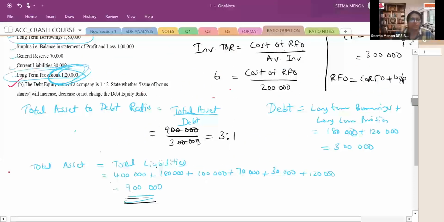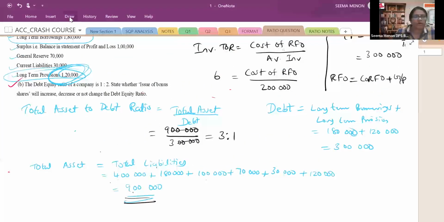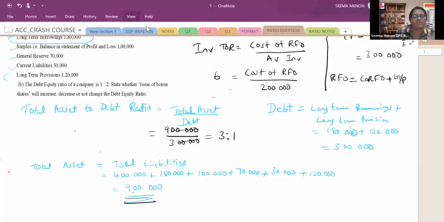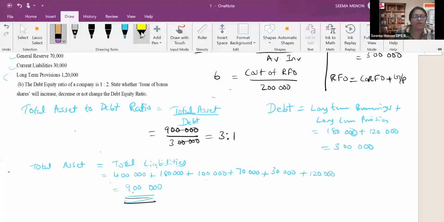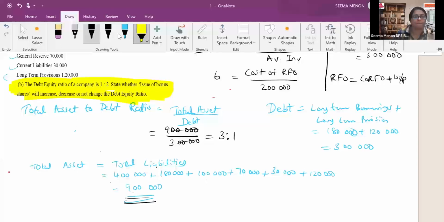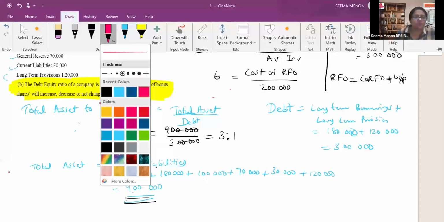You can just have a look. If there is no doubt, let's move into question number B. Here you can see question B also. I'll highlight question B. You can see question B here. Let's move into question B.